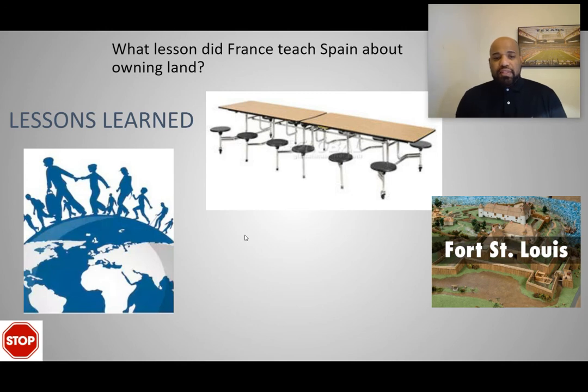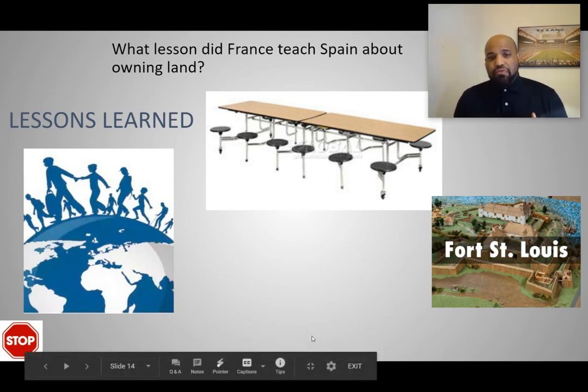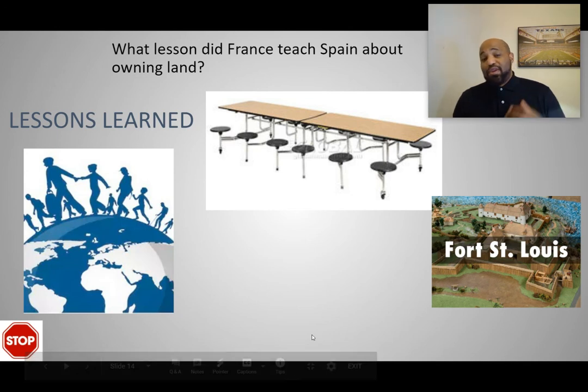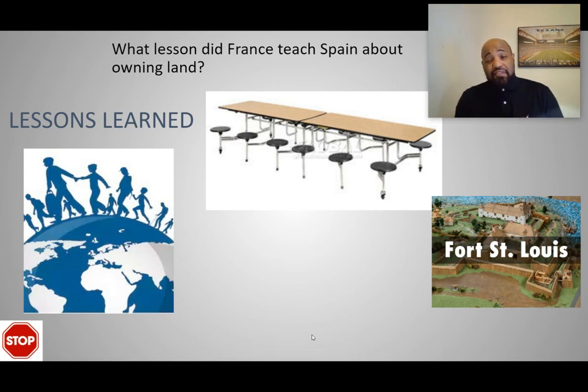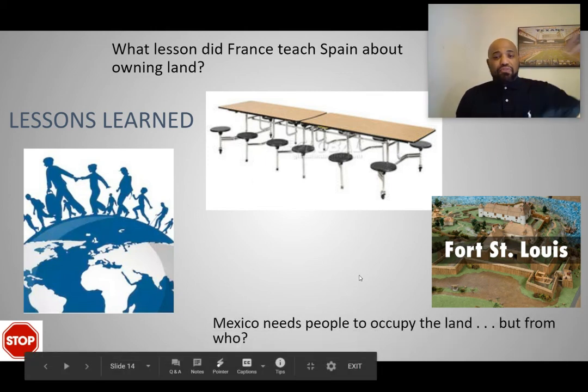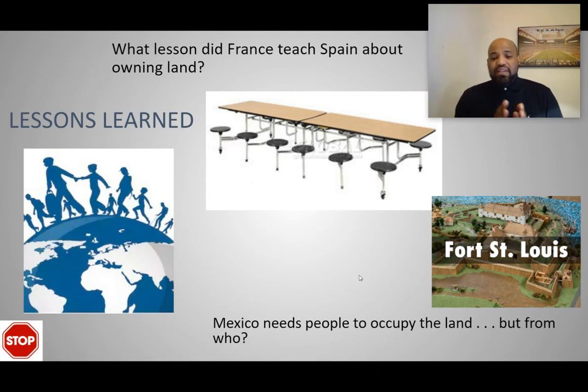So as we move forward, the question becomes, as we learn that lesson from France, that Spain learned, hey, you can't just own the land. You got to actually have someone there. Now that France is gone, now that Spain is out of the picture, and now this new country called Mexico, what type of people does Mexico need to live in and occupy this land? Because they can't just say it's Mexico, because we know who's creeping in: the United States. So the idea is, what are we going to do to keep the United States from moving into our land?